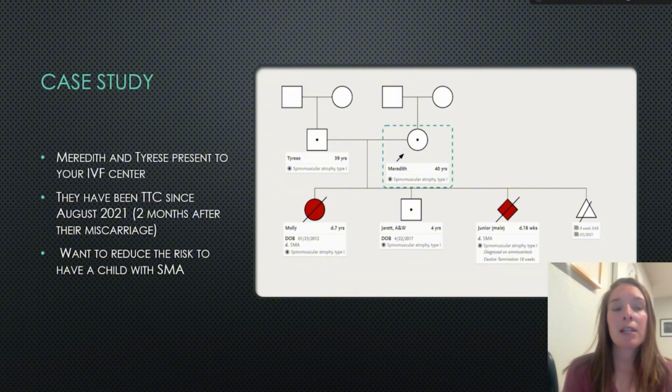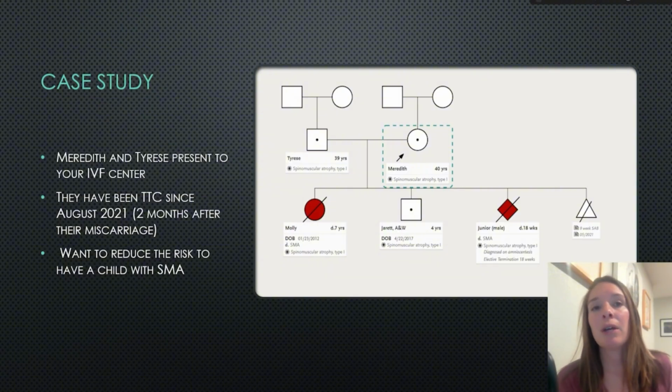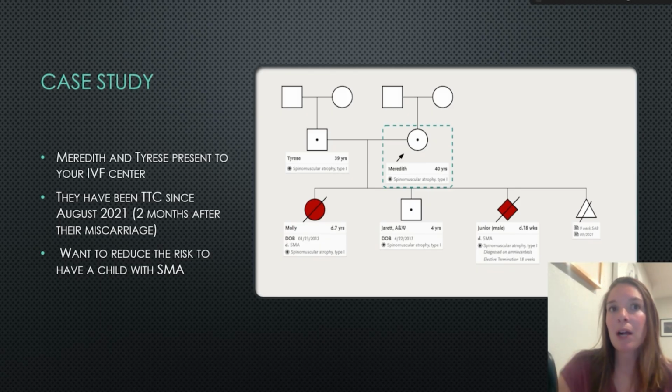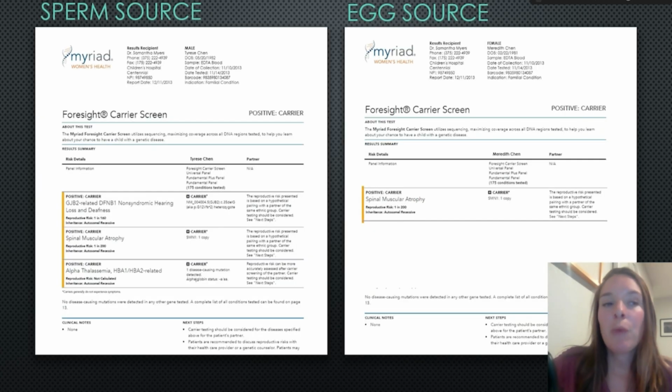So they're interested in utilizing assisted reproductive technology to improve the chances of conceiving and also to reduce the risk of SMA. And they want to know what their options are and what it will look like. While you're speaking with them, they provide you with their genetic testing results.